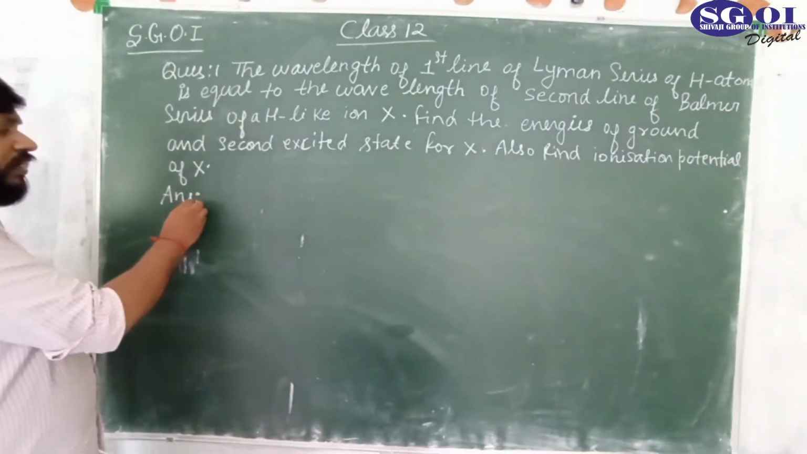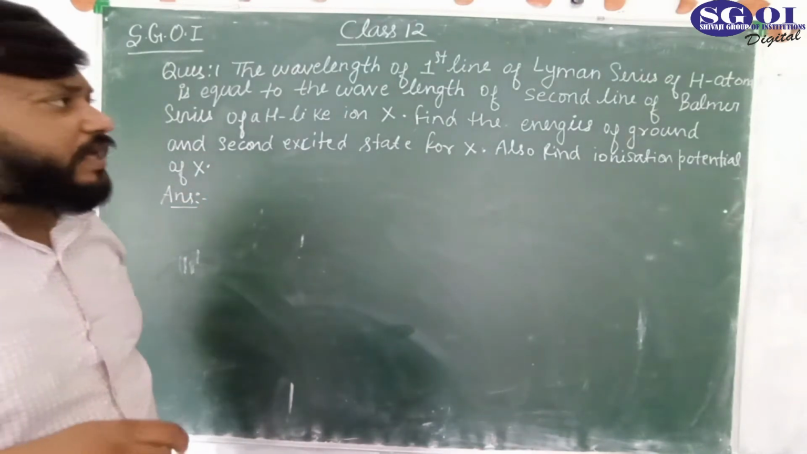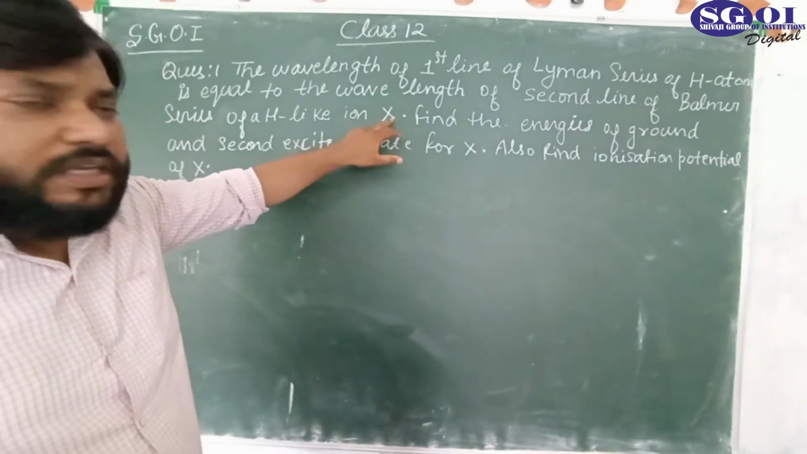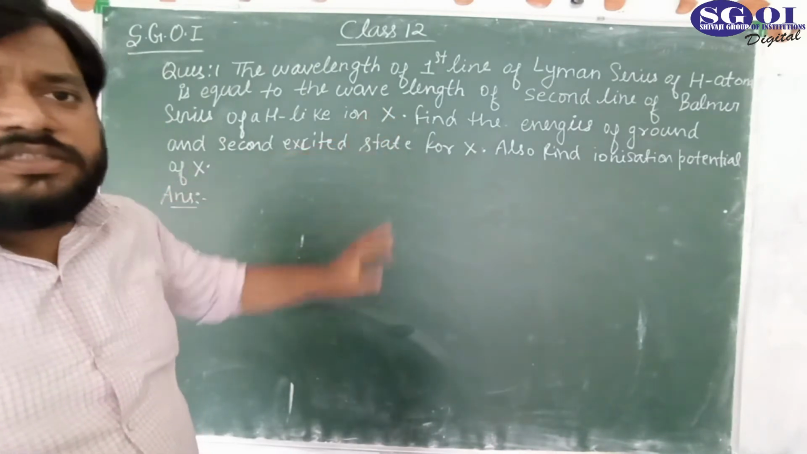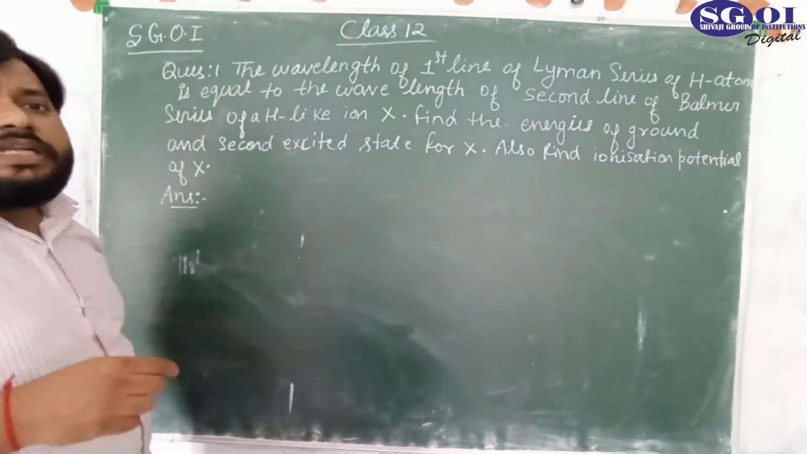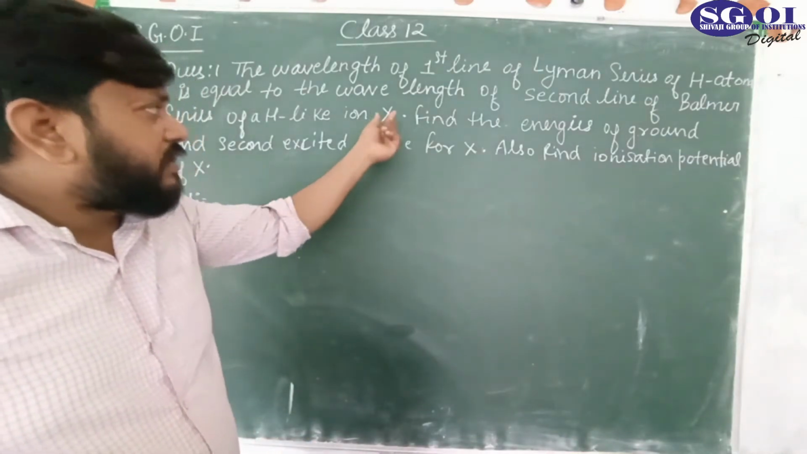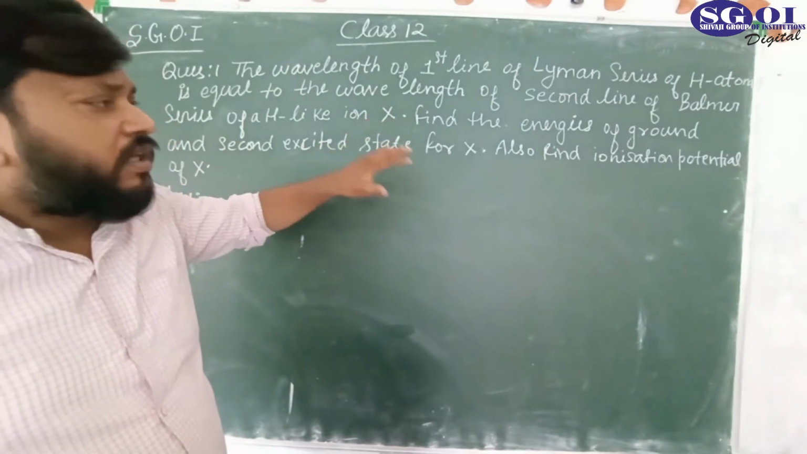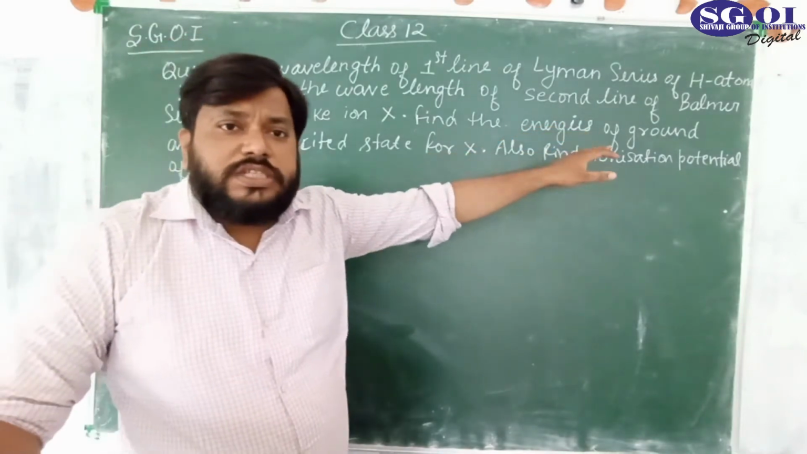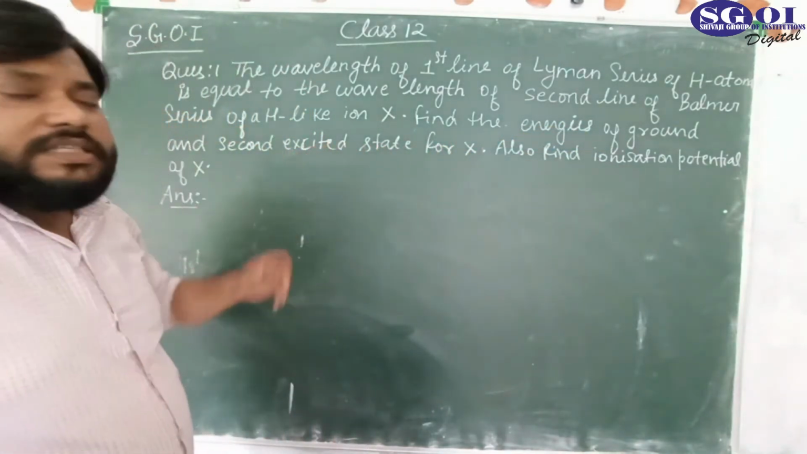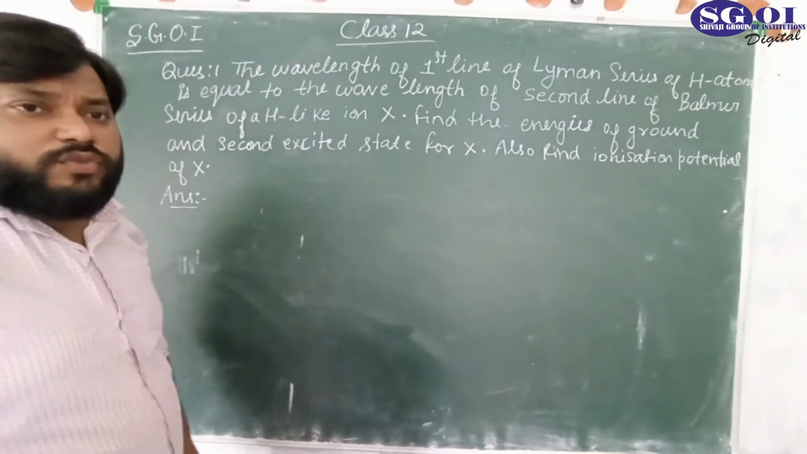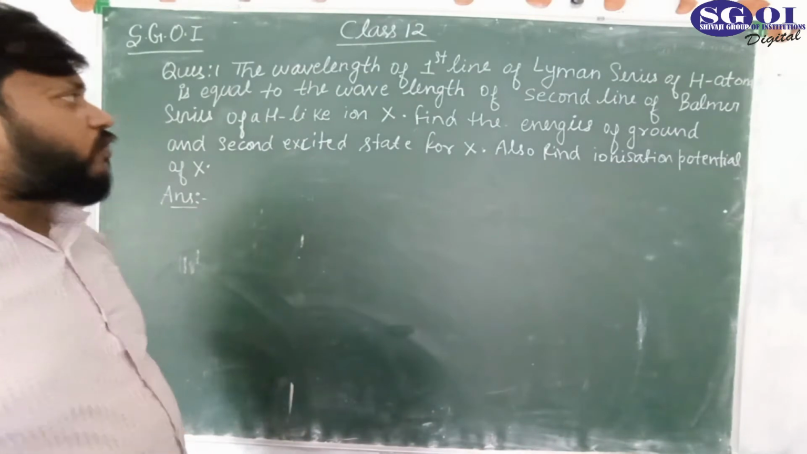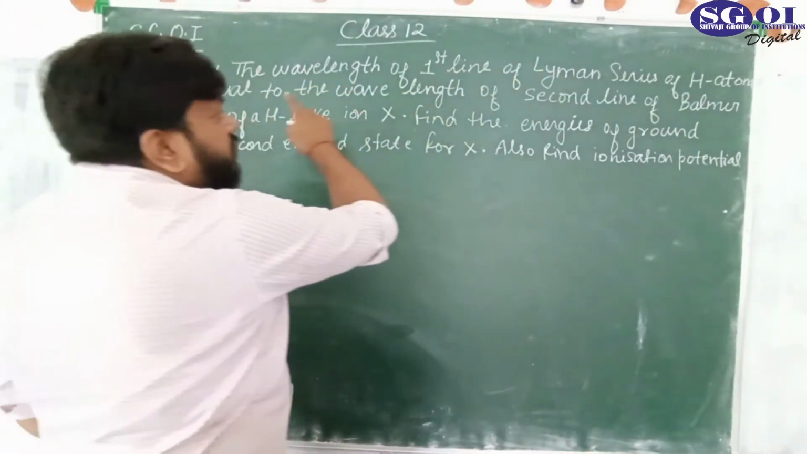So students, in this question it is not given which element is represented by the letter X, and we also don't know the atomic number of this element. If we know the atomic number, we can find the energy at the ground state and energy at the second excited state. So first of all, we have to find out which element X is. For that, we would use this first condition.